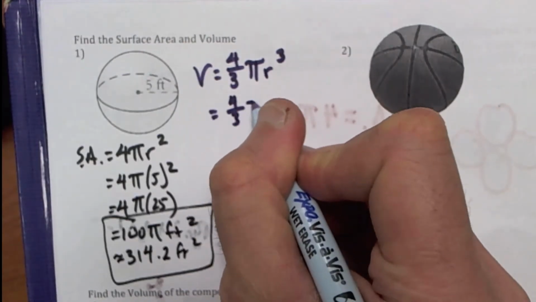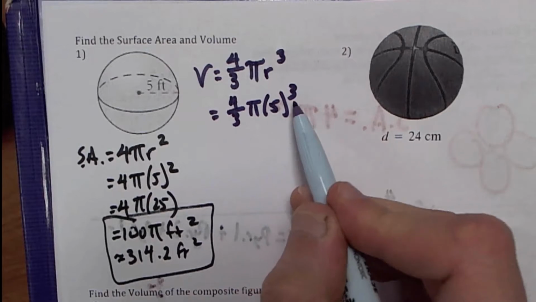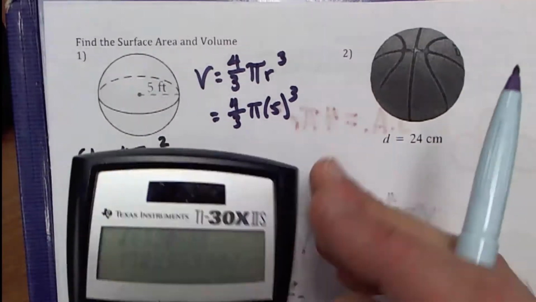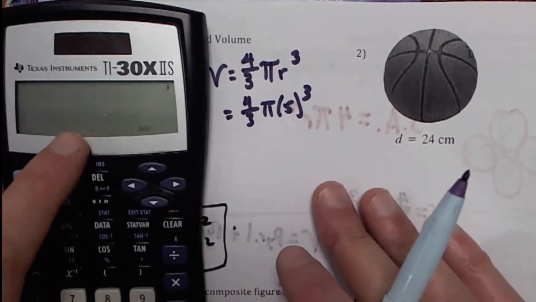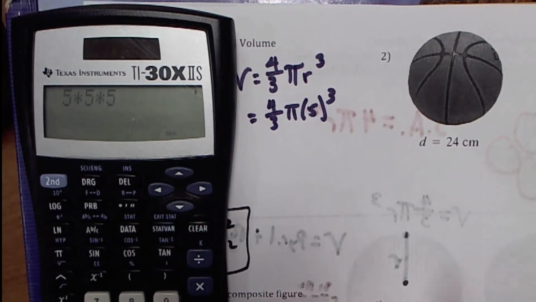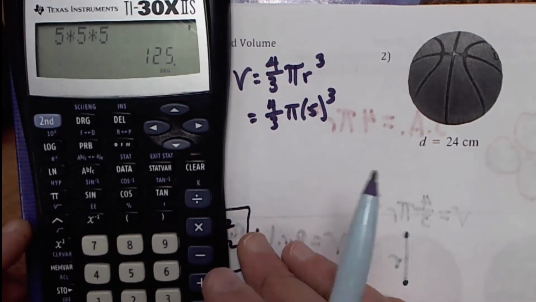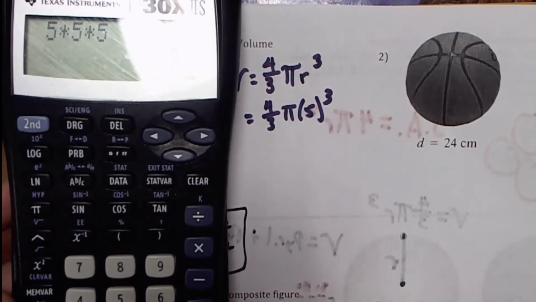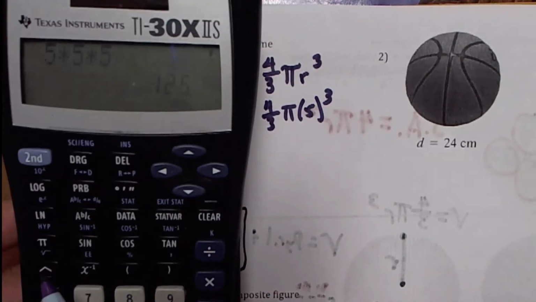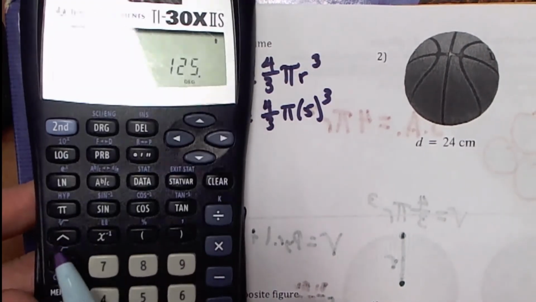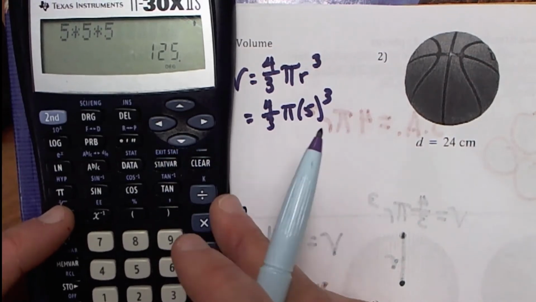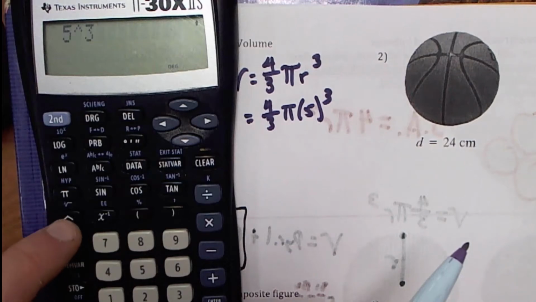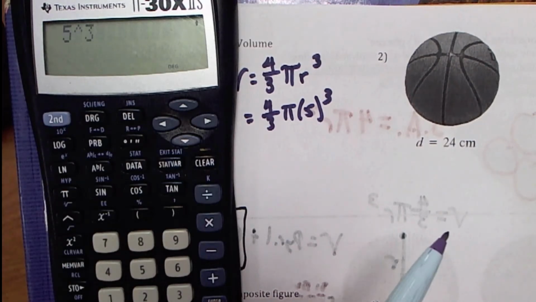So 4/3 pi times 5 cubed. Remember, cubed means 5 times 5 times 5. It's not 5 times 3, right? So you can say on your calculator 5 times 5 times 5, 125. Or some calculators have a y to the x button. This exponent here, this caret. So we can just say 5 caret 3, 5 to the third power, 5 times 5 times 5, 125.